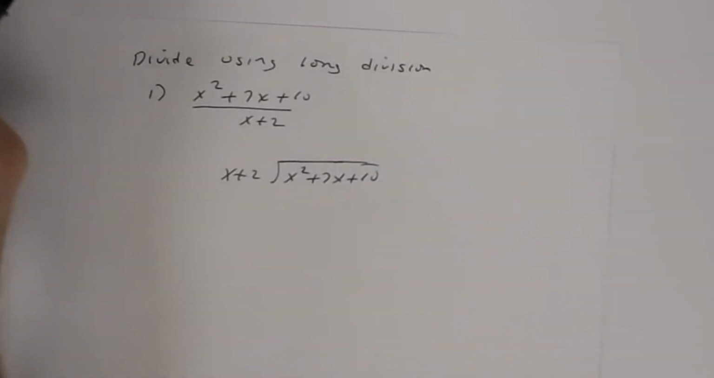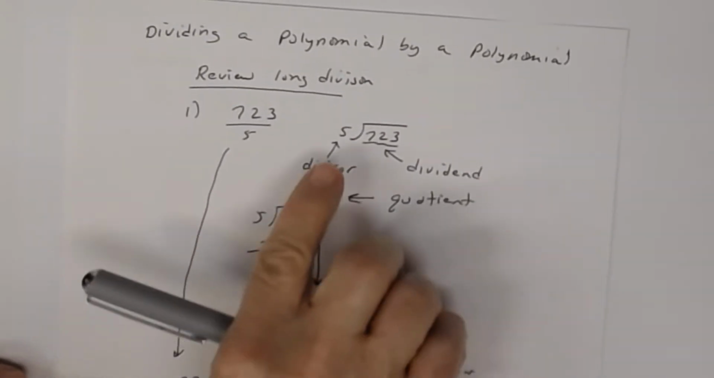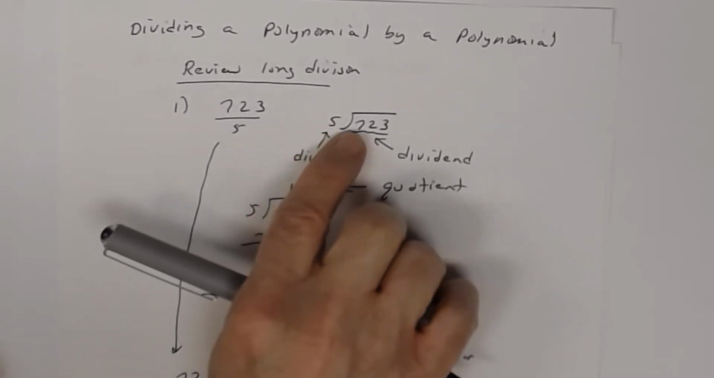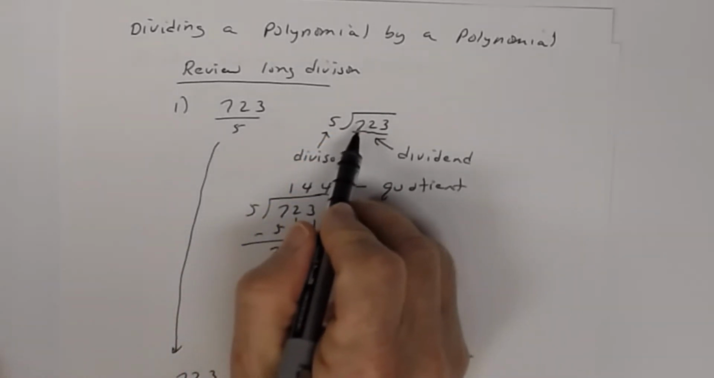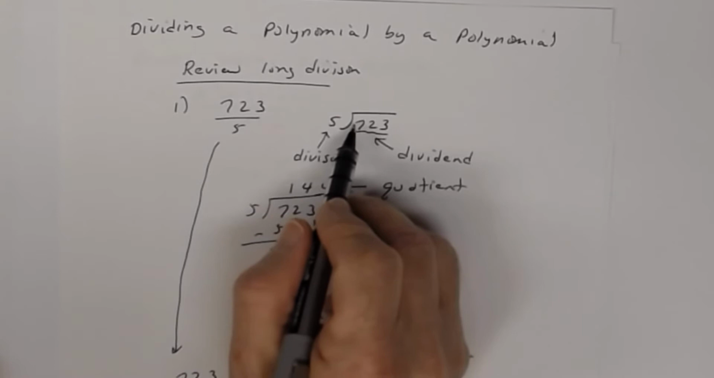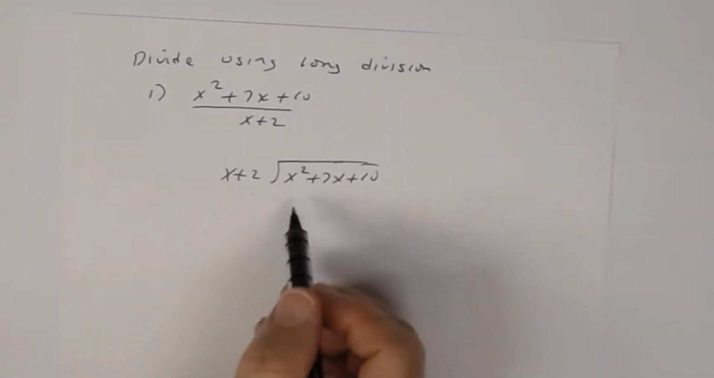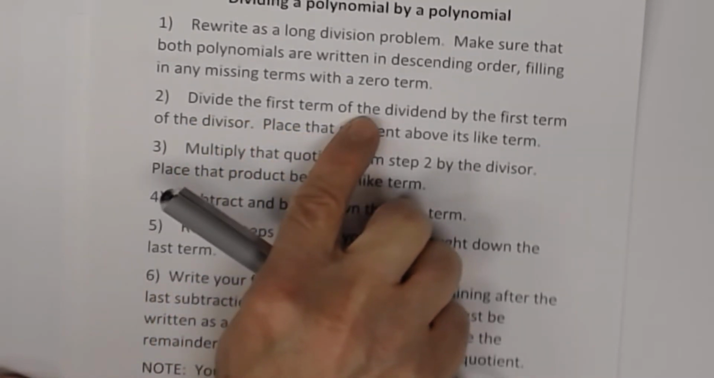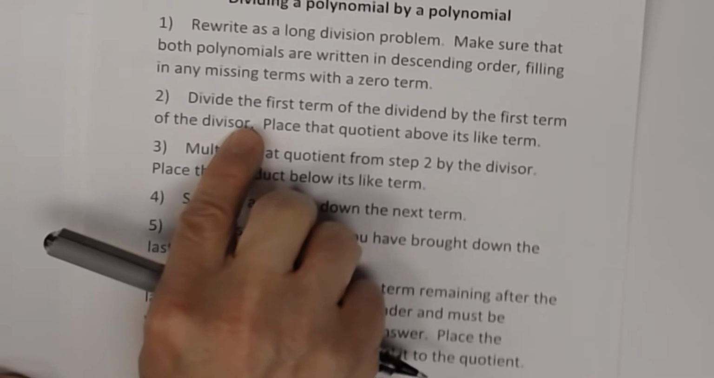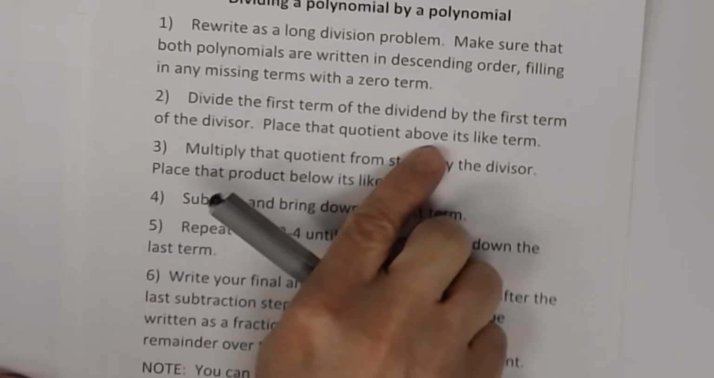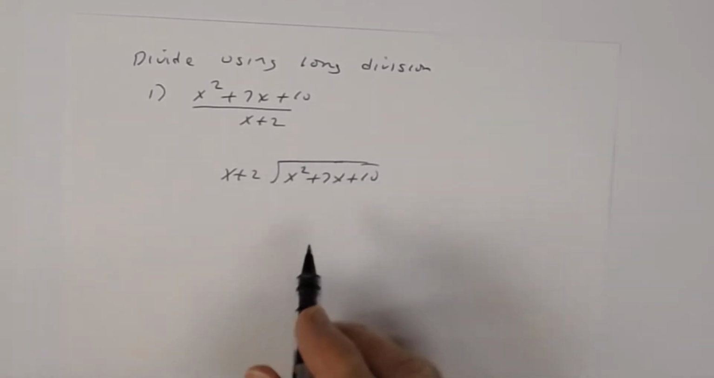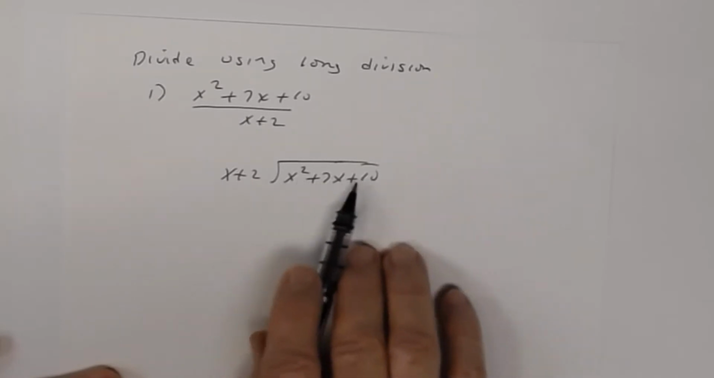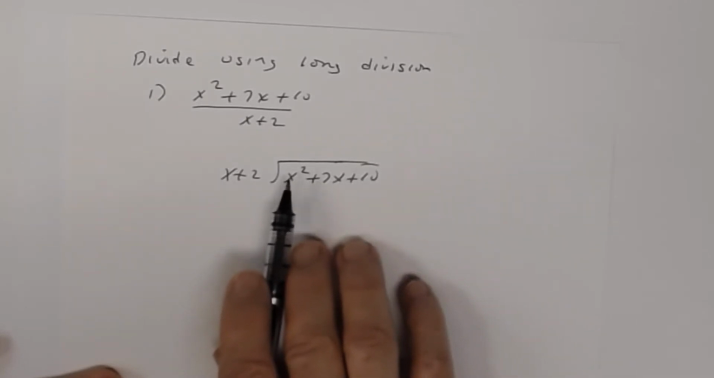Okay, so remember when we did this. When we started dividing, we said we're going to take the divisor, which is 5, and divide it into that first number we saw, which is 7. So 5 into 7 gave us 1. The same idea here. So you're going to divide the first term of the dividend by the first term of the divisor. And you're going to place that quotient above its like term. All right, so here's what I mean. So first of all, locate the first term of the dividend. So the first term of the dividend is x squared.